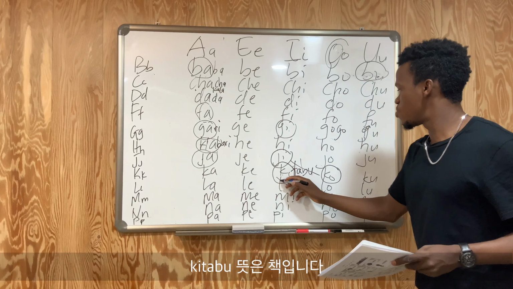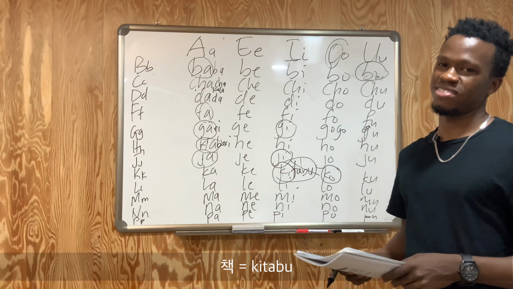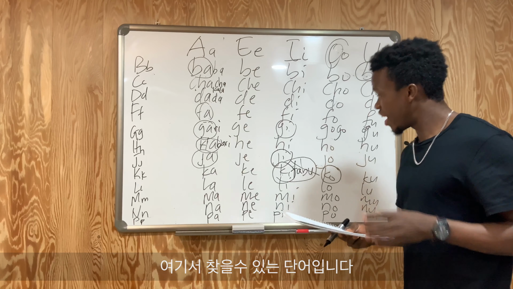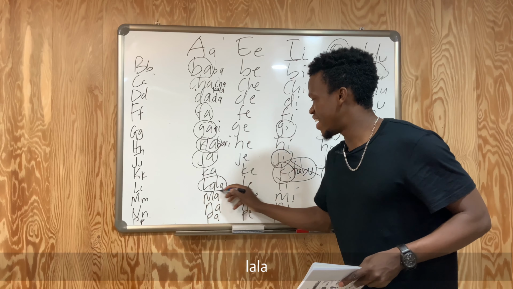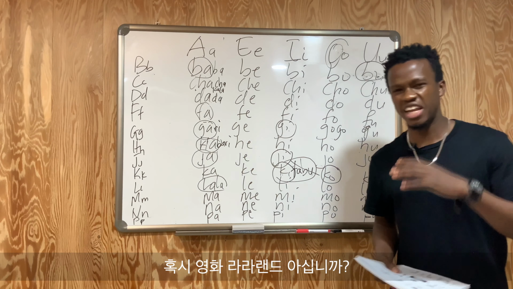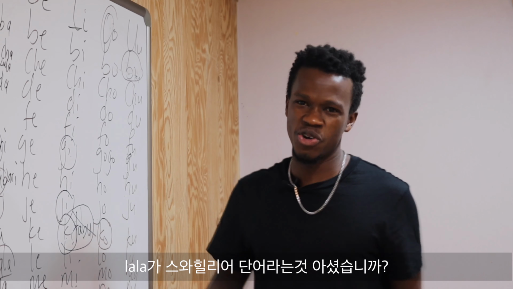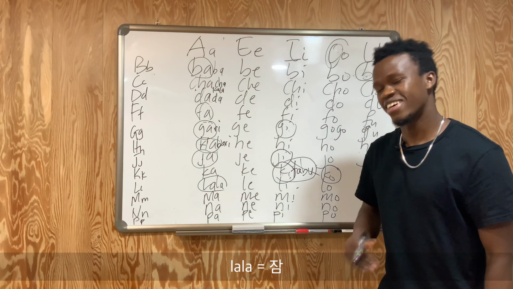Kitabu means book. A book. Kitabu. That's a word that you can find here. L-A, Lala. Do you guys know the movie La La Land? Did you know that Lala is a Swahili word which means sleep? Lala, sleep.